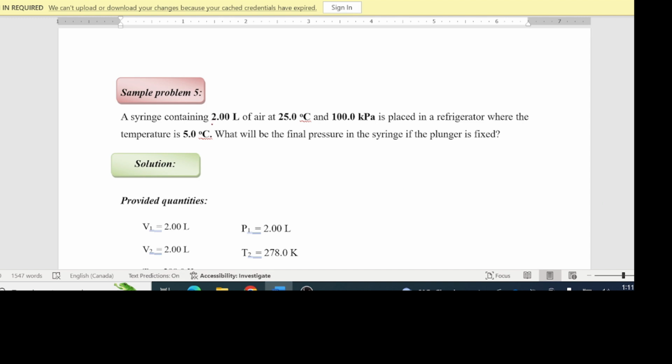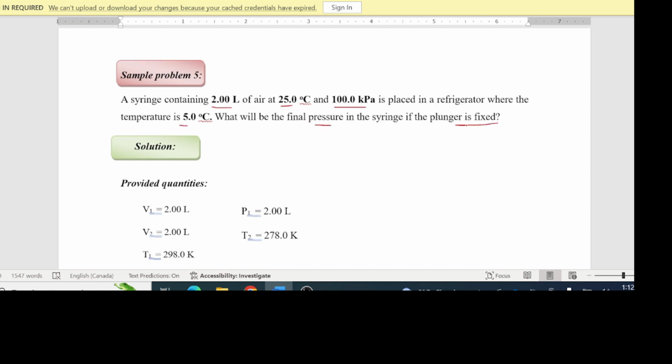A syringe has that volume, you can make it V1, okay? And this is at that temperature T1, and you have a pressure of that. It's placed in a refrigerator at that temperature. So what will be the final pressure if the plunger is fixed? So you're talking about Gay-Lussac's law there, okay? All right, so use that one there.